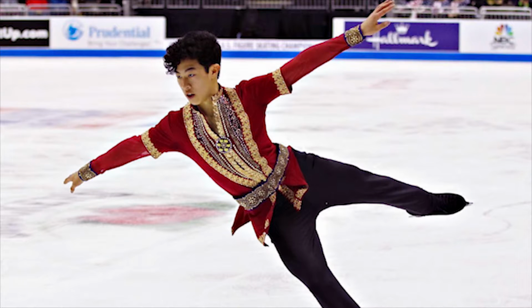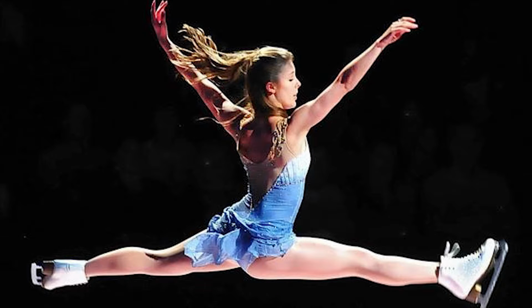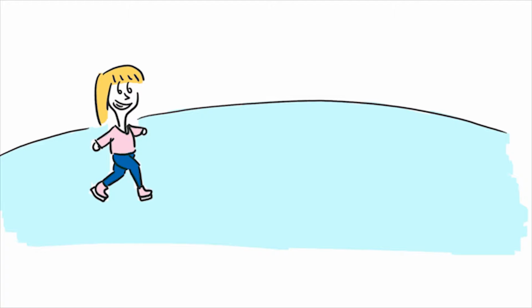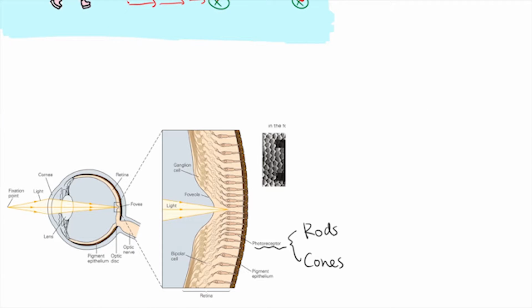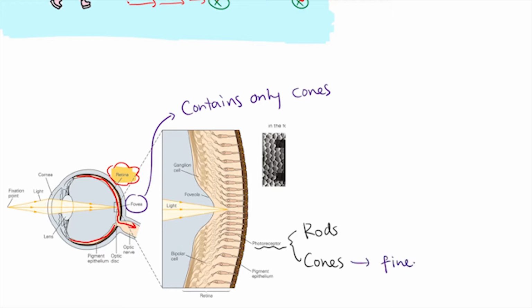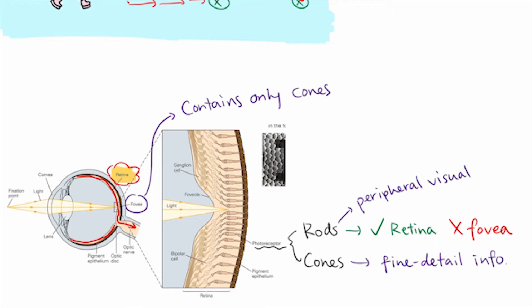While he's skating forward to get ready for the jump off the ice that he has practiced so hard to perfect, our skater visually plans a path for where to jump as well as where to land. First, the rods and cones that line the retina at the back of the eye will transduce the light energy into an electrical signal. Cones make up the fovea and have the highest acuity. Rods are not found in the fovea but provide information from the peripheral visual field.